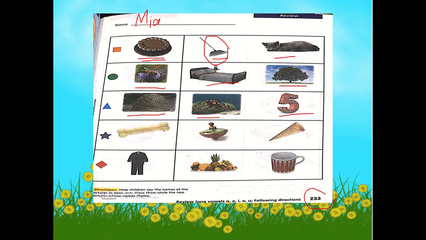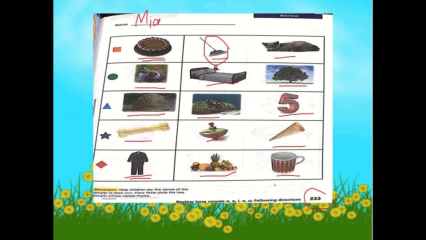Circle your answer. Next one, we have bone. Which picture rhymes with bone? Is it top or cone? And the last picture, we have the suit. What picture rhymes with suit? Is it fruit or mug?